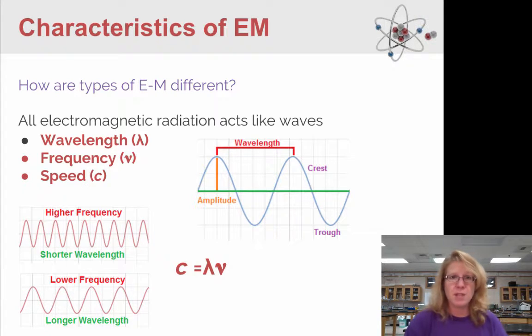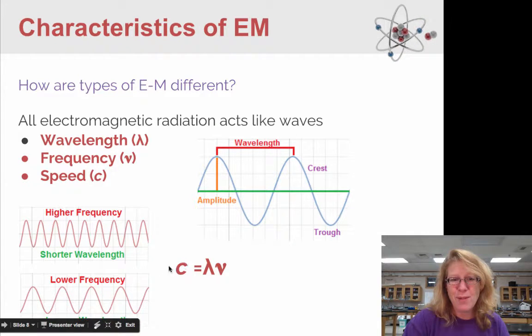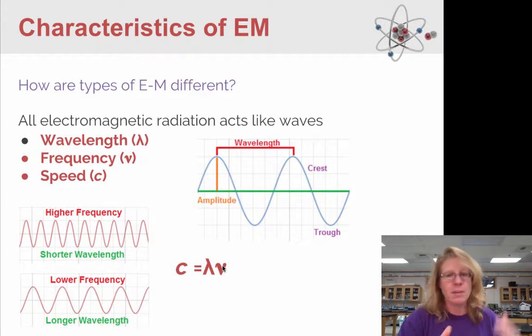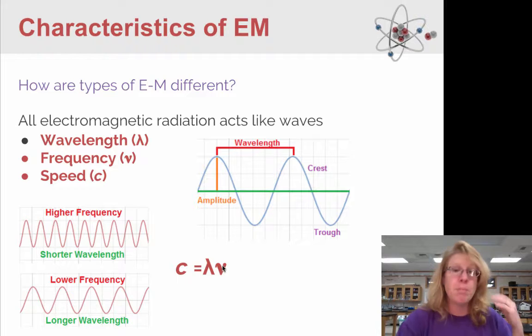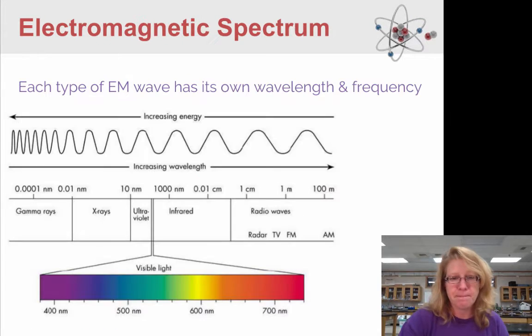So the speed of, say, light is 3 times 10 to the 8th meters per second, or 300 million meters per second. In this case, if we know that speed and we know the wavelength, we could calculate its frequency. But as one goes up, the other goes down. So those are basic characteristics of waves.